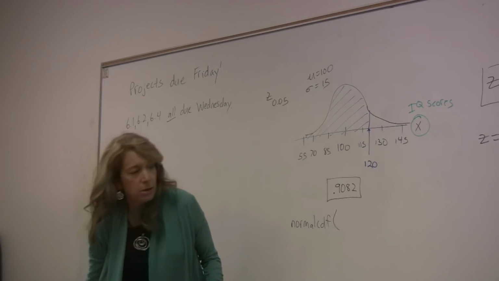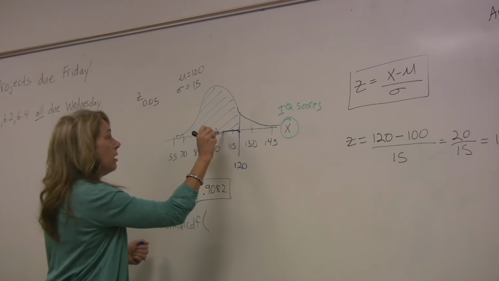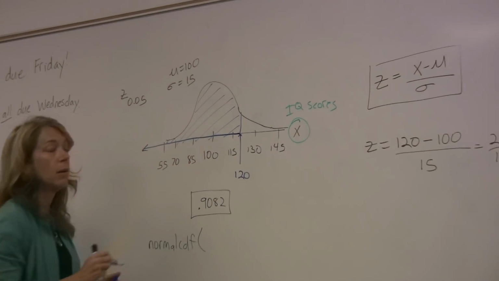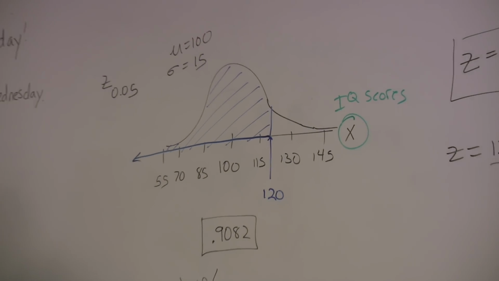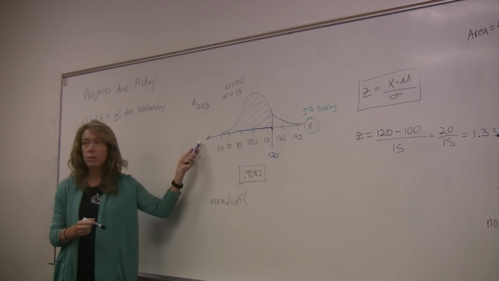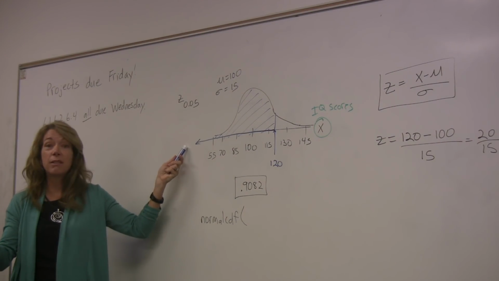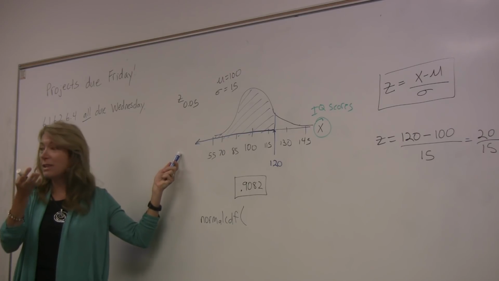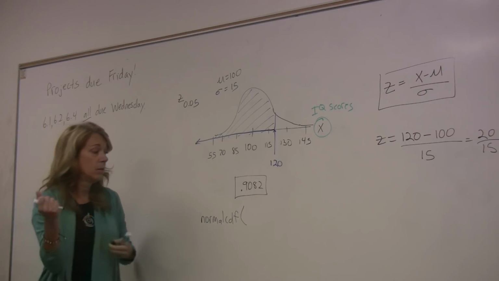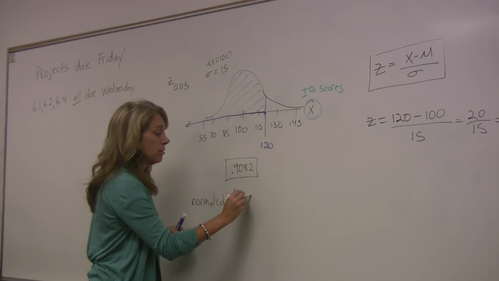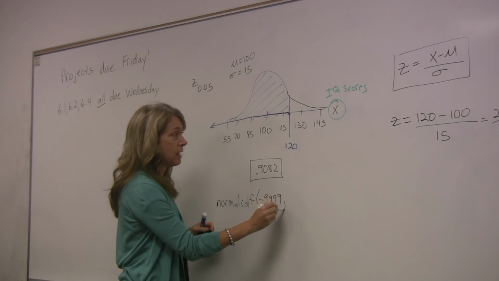Normal CDF with everything from here over. What would I put into my calculator for this? What number is way on the left here? If she wants to use 0, it is way off here. I still would use negative 9999, just something way to the left off the chart. 0 is technically pretty far out there past 55 though, but I would still use negative 9999.